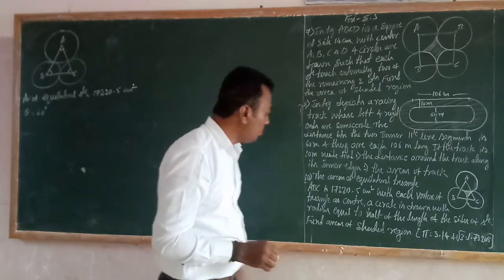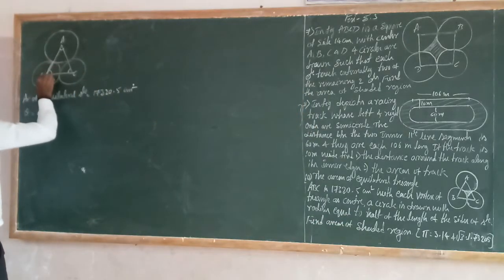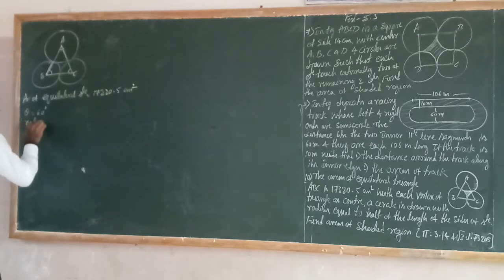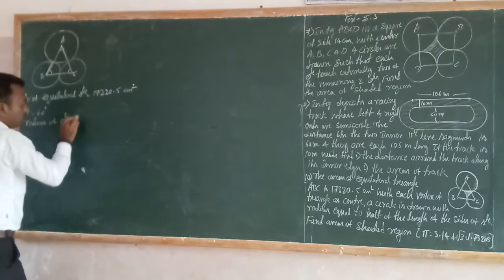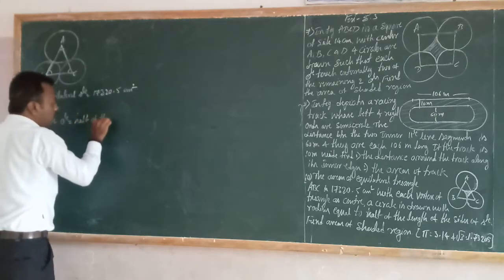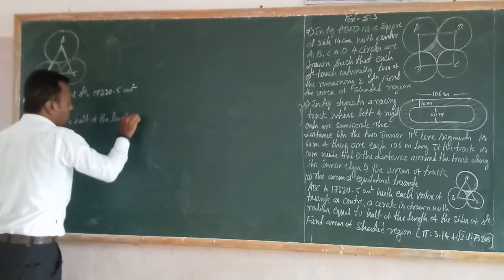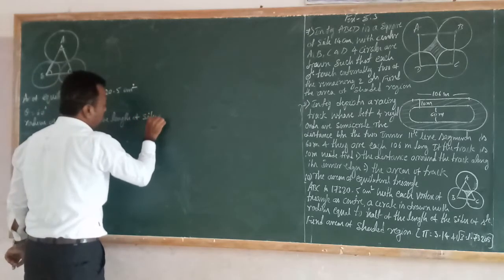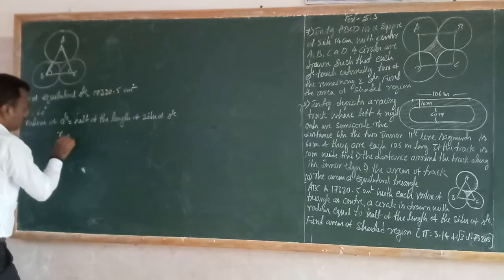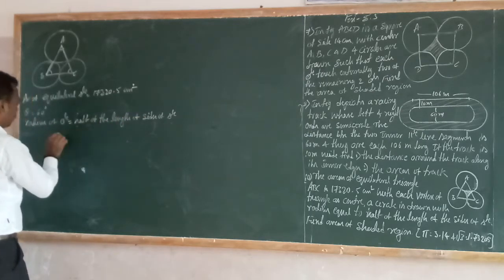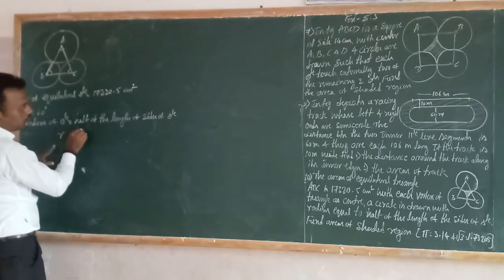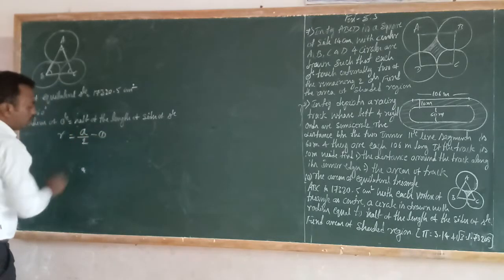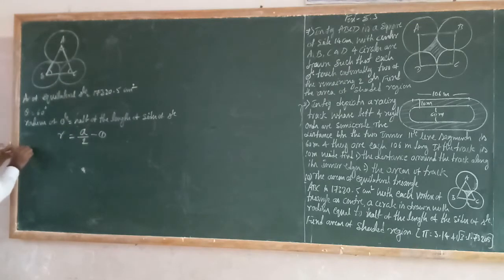So the radius of each circle: how do we get each circle's radius? The radius of the circle is equal to half of the length of the sides of the triangle. The length of the side of the triangle we don't know. Therefore, our radius is equal to a by 2, where a is the length of the side. First, we have to calculate the length of the side of the equilateral triangle, equation 1. So we know that the area of triangle ABC is equal to how much?